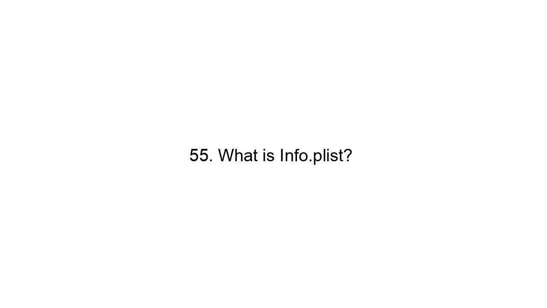55. What is info.plist? App configuration file. 56. What is bundle identifier? Unique app identifier. 57. What is sandboxing? Restricts app access for security. 58. What is Core Data? Local persistence framework. 59. What is UserDefaults? Small local key value storage.